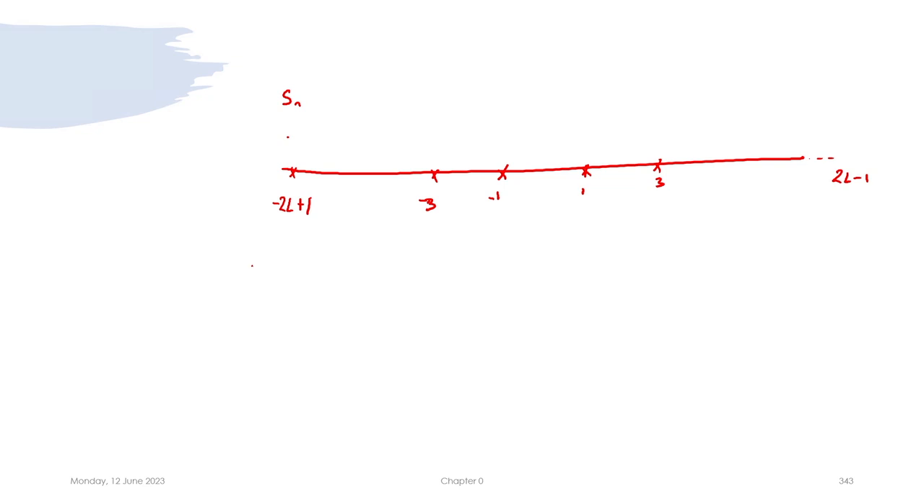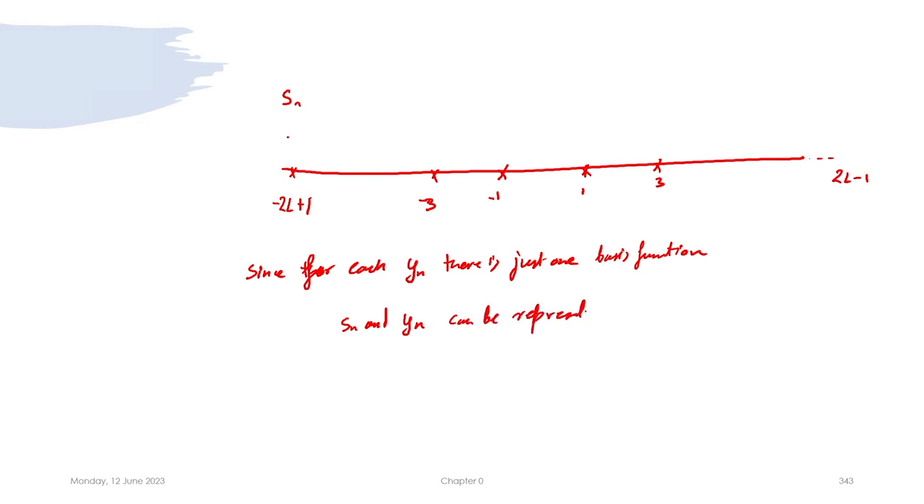So since there is just one basis function for each y n, S n and y n can be represented as one dimensional vectors. Fine. So this is the representation of S n, and naturally there will be additive white Gaussian noise added to this. So what does y n look like?